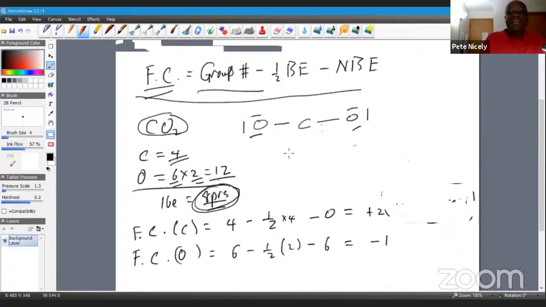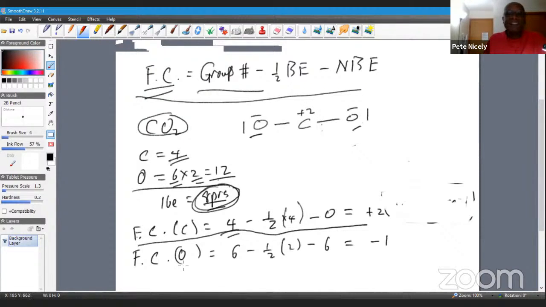Now, the next step is to calculate the formal charge of each atom in this structure. So the calculation I showed you down here is for the carbon, which is in the middle. This is the formula that we're using. For carbon, the group number is 4 minus half the number of bonding electrons. For this carbon, you have 2 plus 2, 4 electrons. So half of 4 minus the number of non-bonding electrons, which for this carbon is 0. This gives you a charge of plus 2. So the charge on the carbon here will be plus 2.